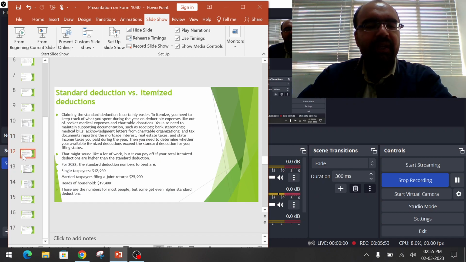Standard deduction versus itemized deductions. Claiming the standard deduction is certainly easier. To itemize, you need to keep track of what you spent during the year on deductible expenses like out of pocket medical expenses and charitable donations.